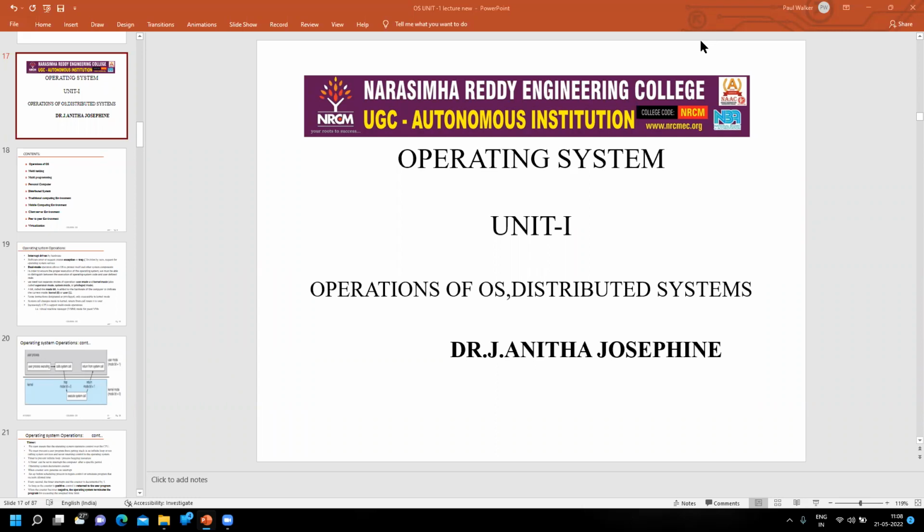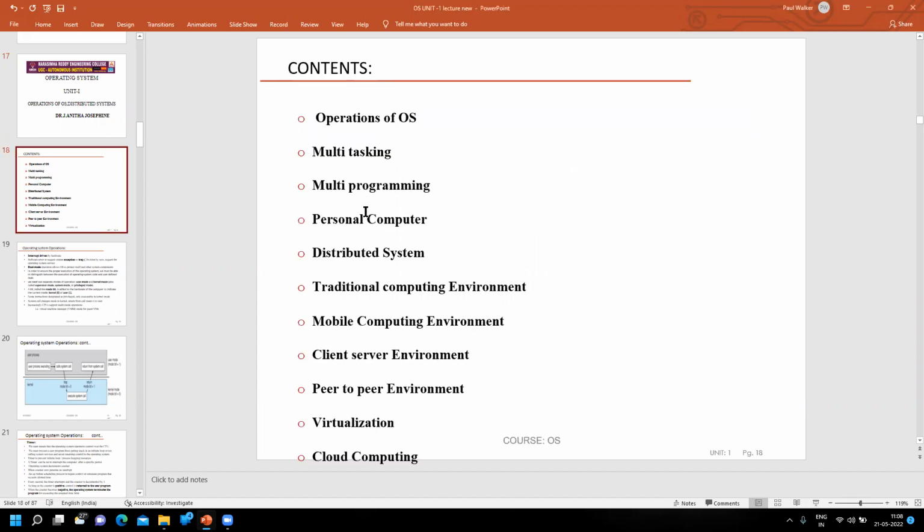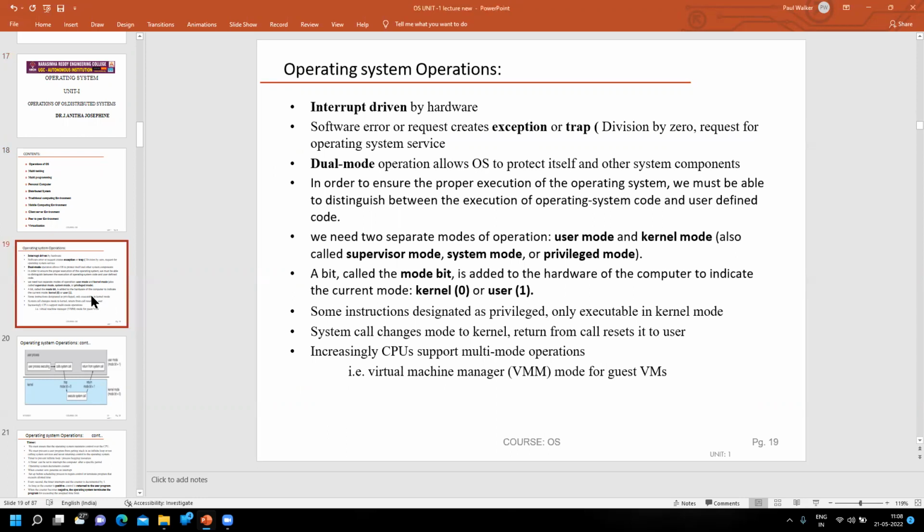In this class, I am going to discuss the operations of OS, distributed system, multi-programming, multitasking, and various computing environments. Before moving to the class, these are all the topics which we are going to discuss: operations of OS, multitasking, multi-programming, personal computers, distributed system, and various computing environments. Moving to the first topic, operating system operations.